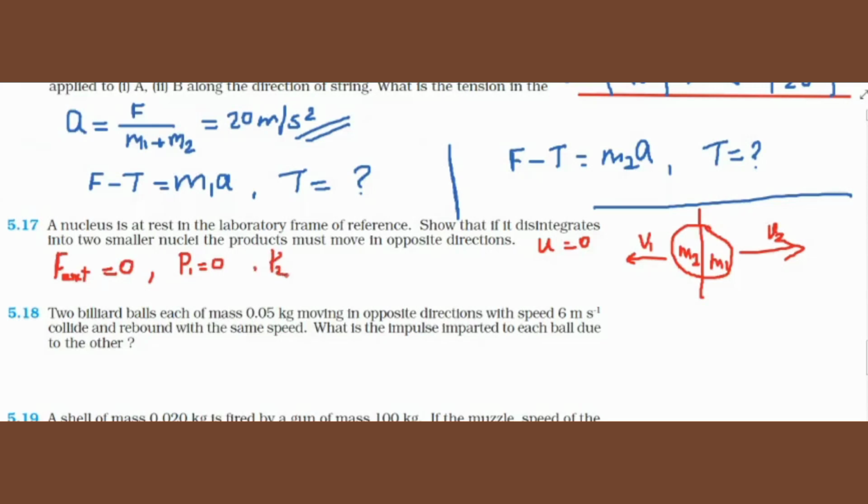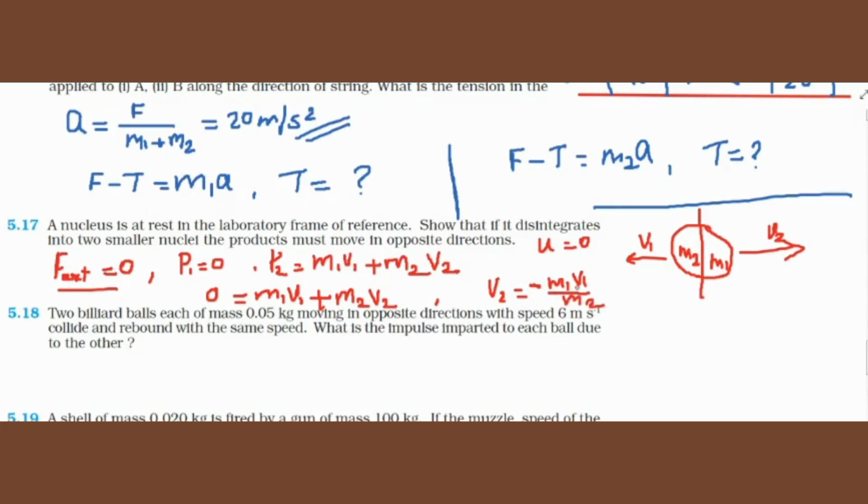P2 is equal to, two objects are moving, so M1 V1 plus M2 V2, total final momentum. Now, as external force is 0, you can apply law of conservation of momentum. Initial momentum is equal to final momentum. M1 V1 plus M2 V2 equal to 0. From that formula, you find the value of V2. V2 is equal to minus M1 V1 divided by M2.